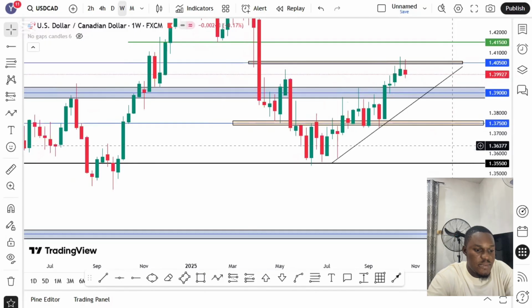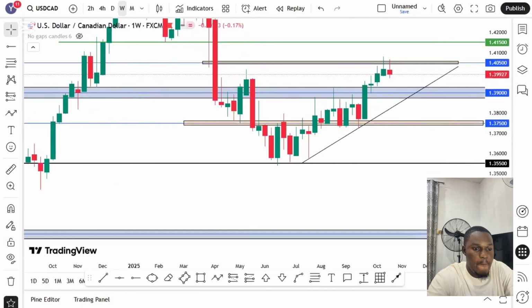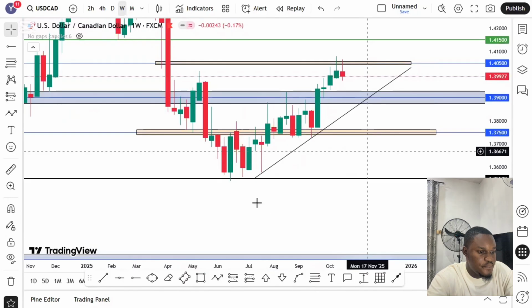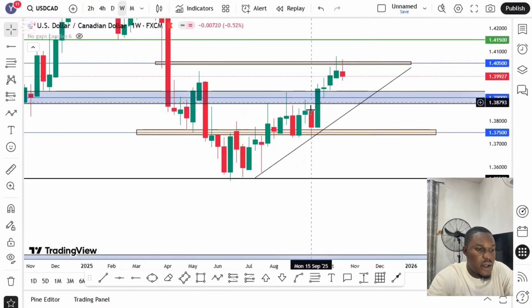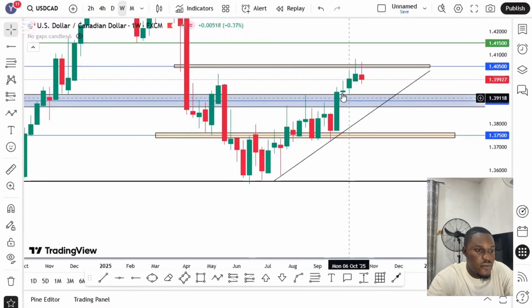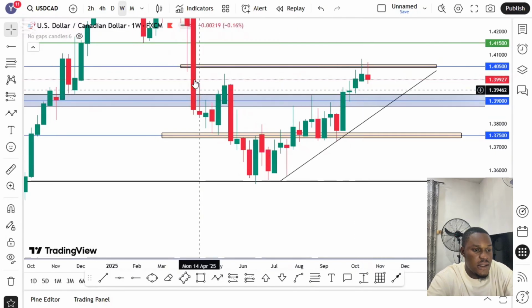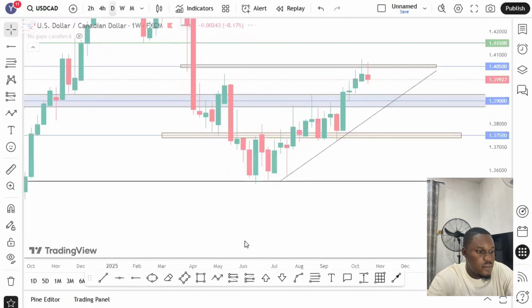What I expect the USDCAD to do in this new week is, since we have already traded above this major level and we have broken above this major resistance zone, let's check the daily time frame to see more details about the market.